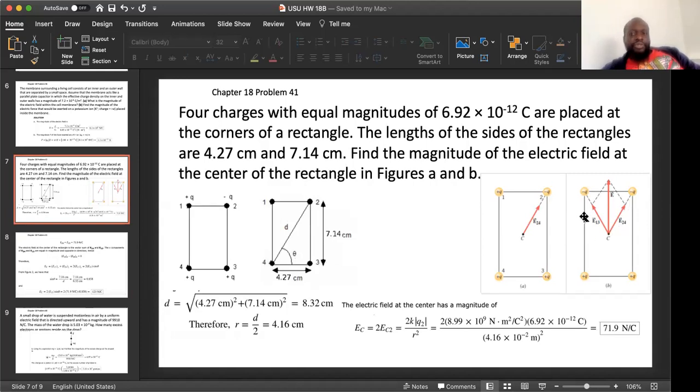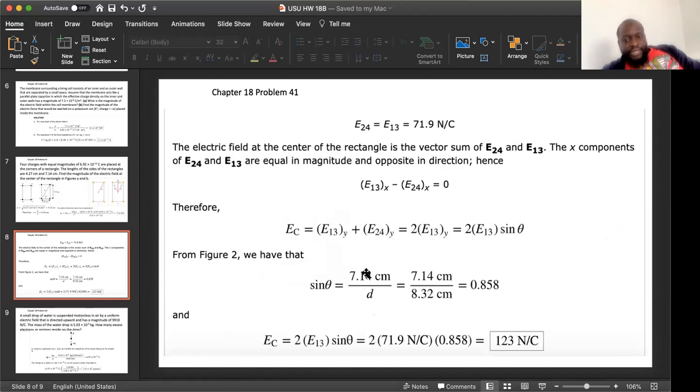So sine theta will go to the Y and cosine theta will go to X, but the X is cancelled out. So we don't need to work any X components. So that's how you get this sine theta here. And you combine the two times one of the forces, 71.9, then sine theta. 2 times 71.9, and then sine theta is 0.858. Okay.